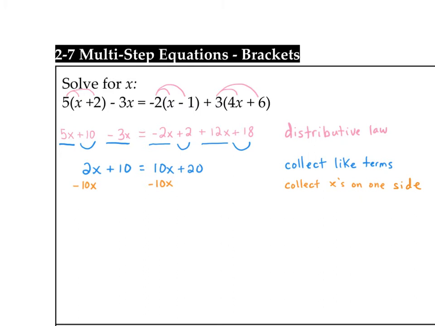And that means you have to collect the constants on the other. So if we're going to collect the constants on the right, you need to get rid of this constant, which is on the left. So the opposite of plus 10 would be to subtract 10. So you're going to subtract 10 from both sides. So collect constant terms on the other side.